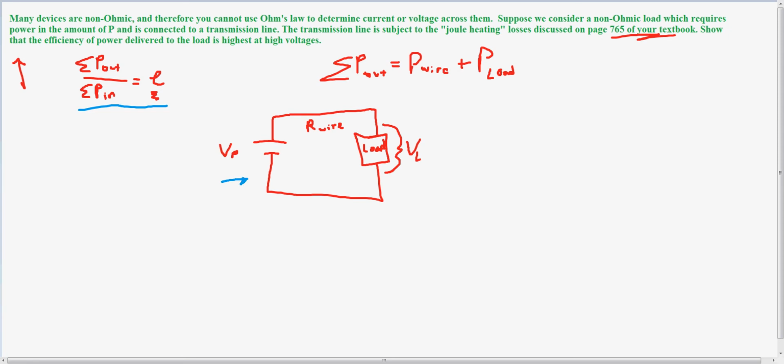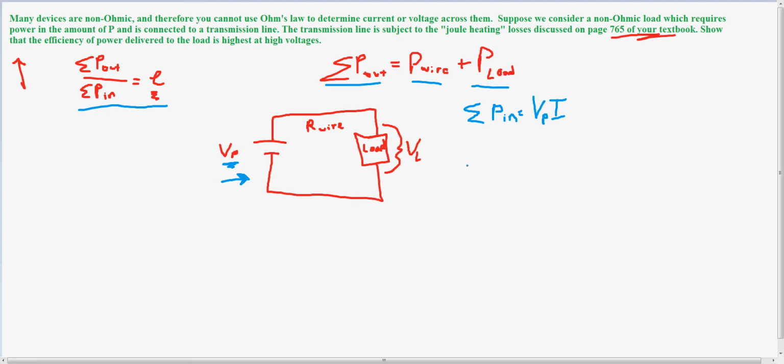You can read the question and double check that I'm right if you feel like it. And the sum of the power output is equal to the power on the wire plus the power of the load. And the sum of the power input is really just equal to the VP, which is the potential across the battery, or the power source, times the I in the system.